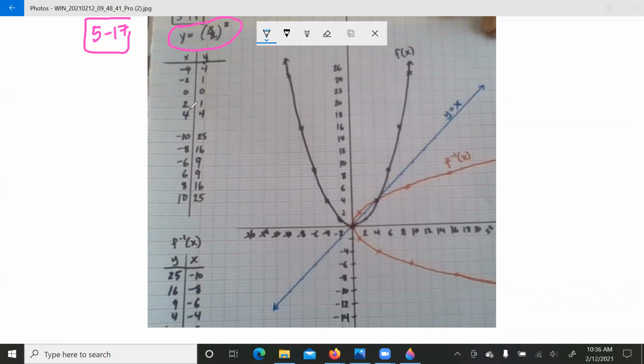At first, I just put these numbers on my table, but then I realized I needed more. This says -4, 4, -2, 1, 0, 0, 2, 1, 4, 4. But that just gave me this, and I wanted a bigger graph. So I put -10, 25 on there, -8, 16, -6, 9, 6, 9, 8, 16, 10, 25. And I could have spread it out better.